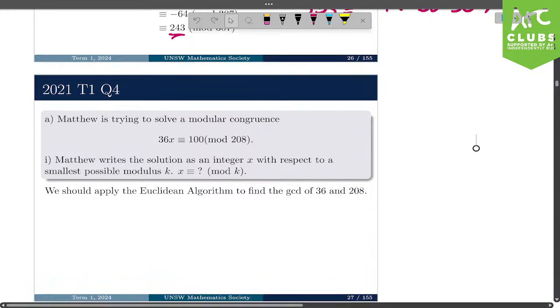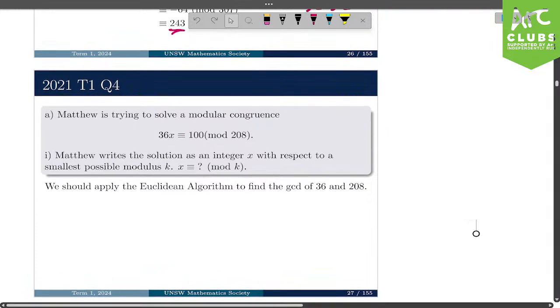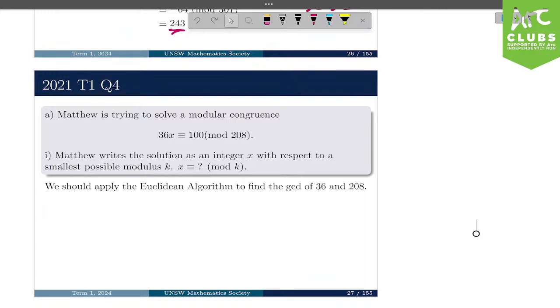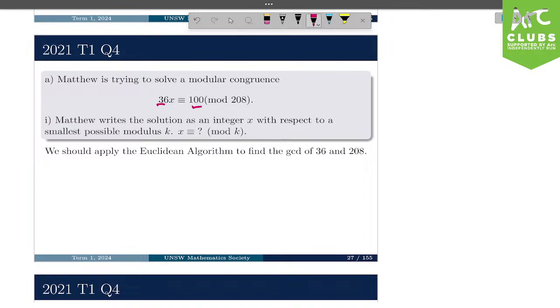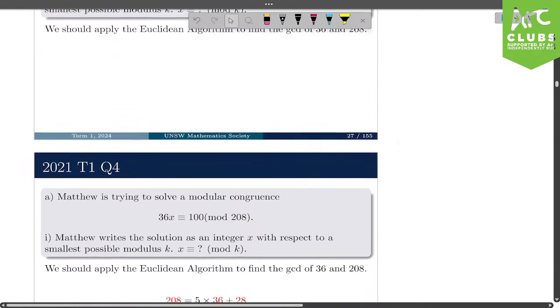So the question basically asks, could we reduce our mod to something lower? Could we reduce our condition to a smaller mod? What we could do is, if we look at 36, 100, and 208, we know that if their GCD is not 1, we can divide by their GCD. So that's why we apply the Euclidean algorithm to find this GCD.